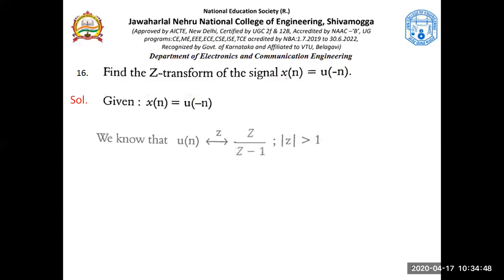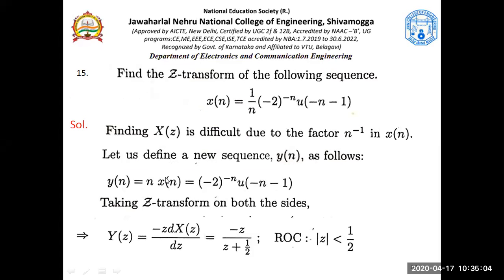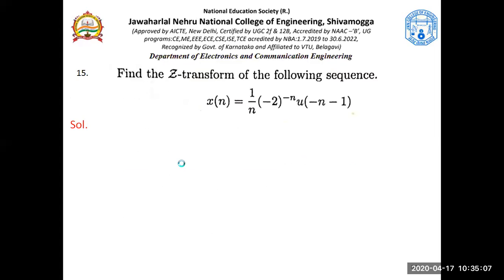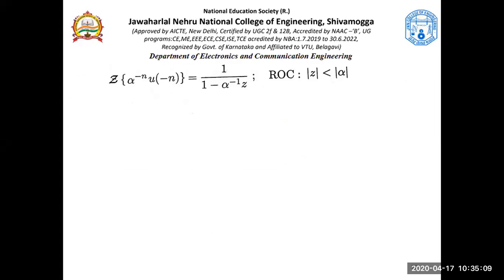Time reversal property. See here, u of n is there, and we are applying the Z transform on this. Ganesh Rao dealt with it differently; we used to write z in the bracket. I'll just show you the difference. This is how Ganesh Rao used to deal with the Z transform, and this is how Uday Kumar does it. Uday Kumar takes this and puts a two-sided arrow in between.